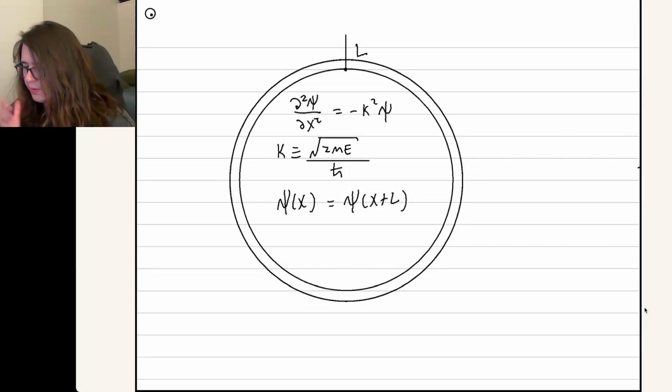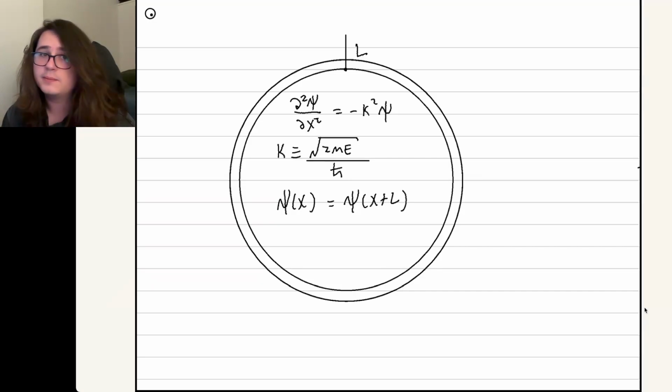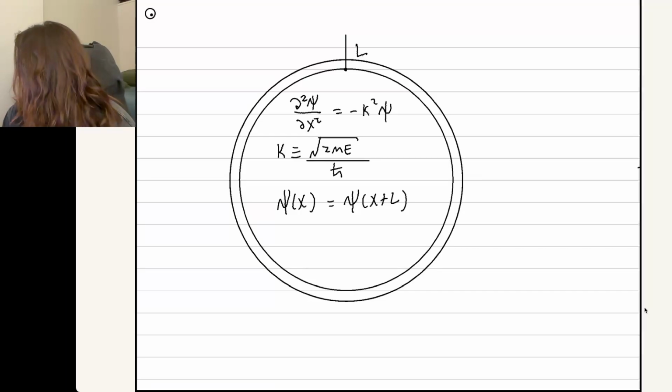We have a particle that's on a ring and it's moving around on the ring. The ring has a circumference of L, right? And we are going to try and treat this like a quantum mechanical problem and get the wave functions, normalize the wave functions, and get the energy eigenvalues for the particle's motion.